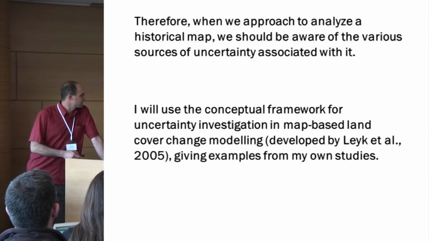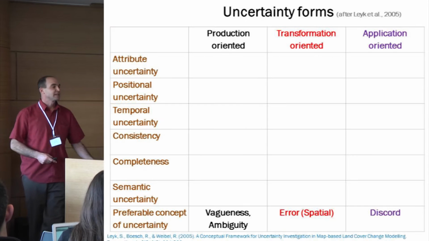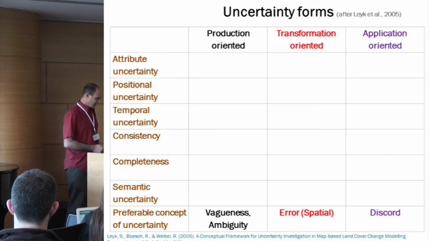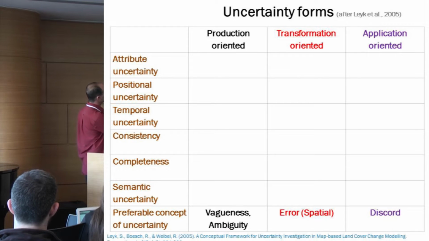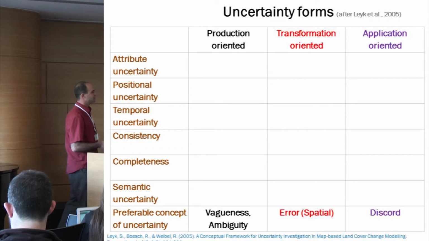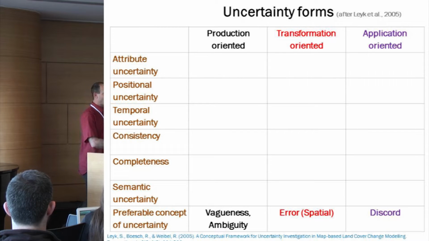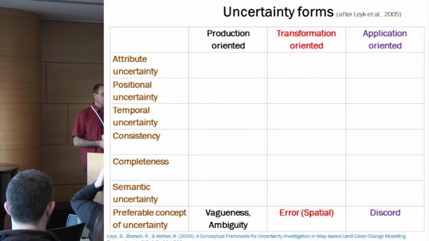So this is the basic schema of uncertainty forms in maps in general. I will give some examples of cross sections in this matrix. So we have production-oriented uncertainty related to the production of the map, the surveying process. How accurate was it? How did they identify landscape features? So that's one kind of uncertainty we have in historical maps.